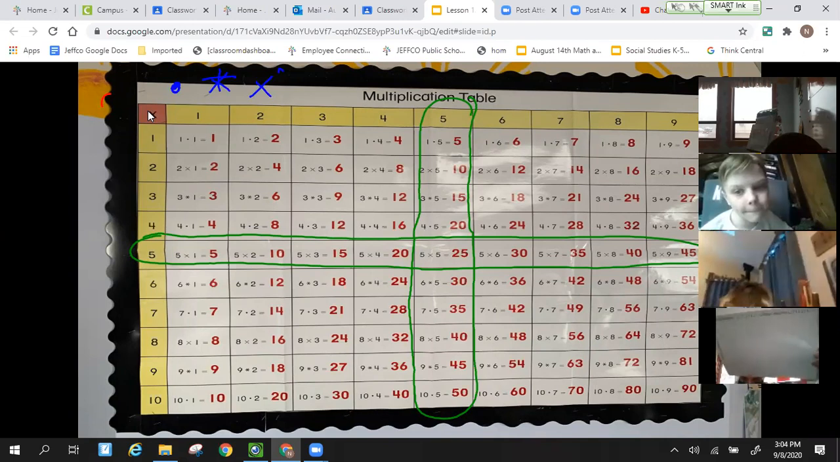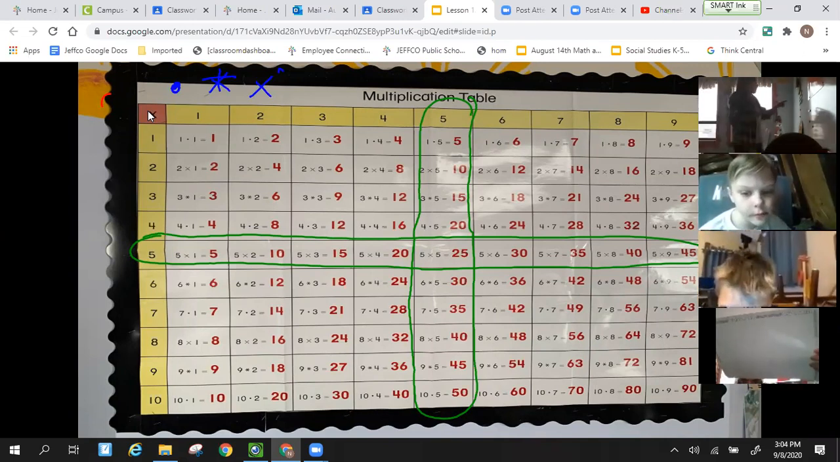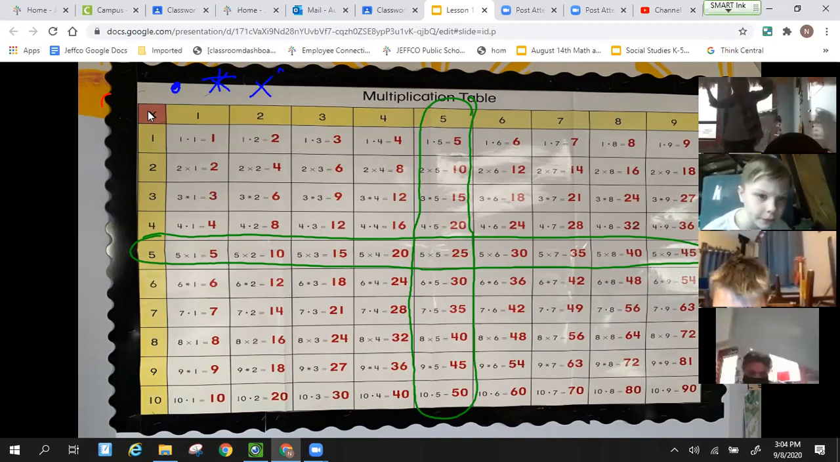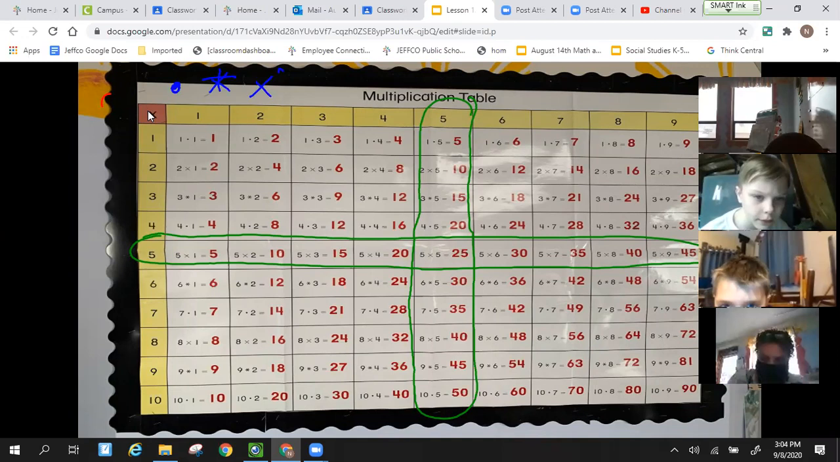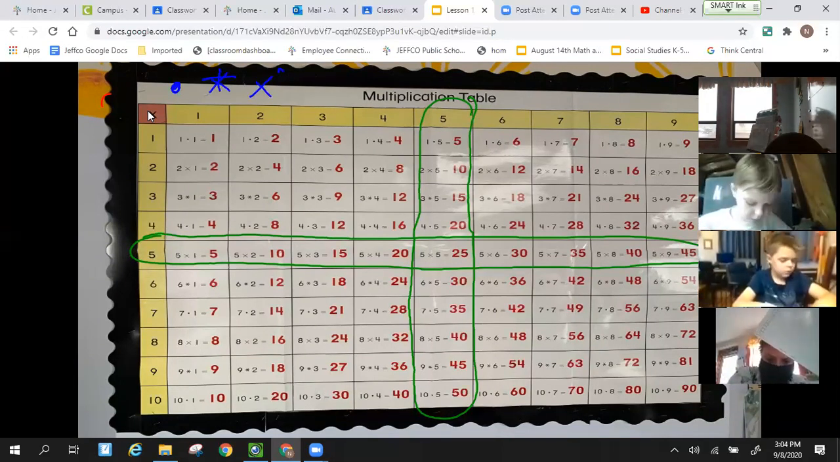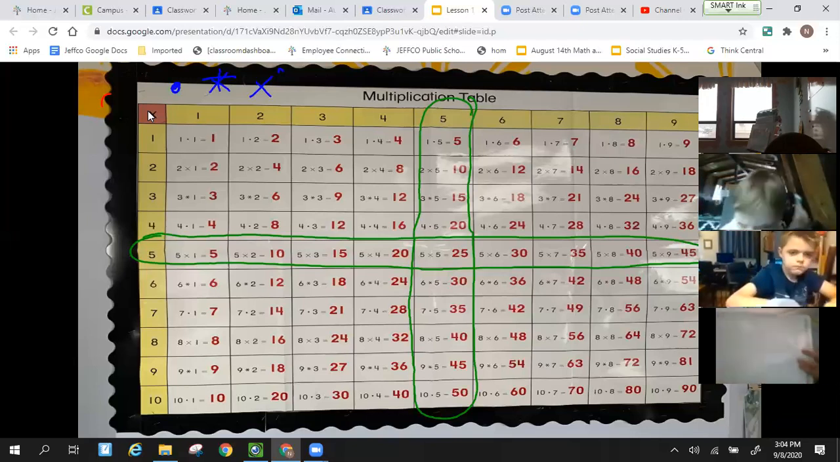All right, so the last success criteria I had was multiply 5s using your fingers. We're going to use this to help us. When I say it, I want you to hold up the finger and say it with me. Ready? 1 times 5 is 5. 2 times 5, 10. 3 times 5, 15.